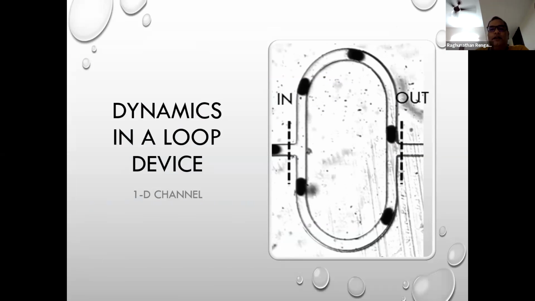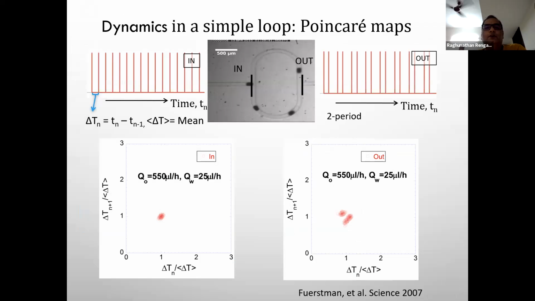So I call this a 1D channel simply because though it's curved, there's only one direction in which these droplets are moving. So let's look at this very, very simple video. There is a drop that comes to the entrance, and then it looks almost as if it thinks, and then decides to either go out or go up or down. And then once they go in, they go through the network and it comes out.